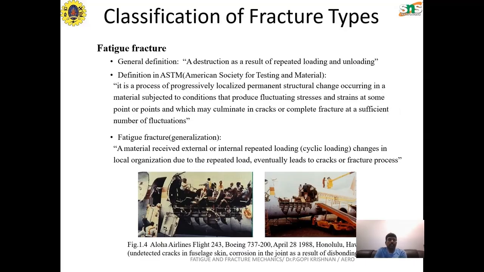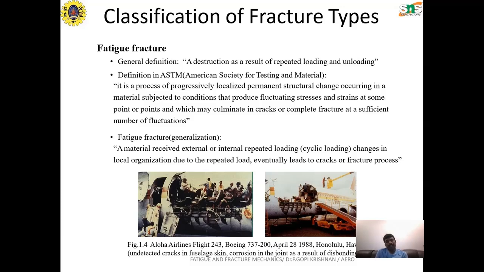If we see the definition for the word fatigue fracture, it is defined as a destruction as a result of repeated loading and unloading. When a component is subjected to a load which is of the cyclic type or the repetitive type, that is, we are applying the loading and unloading in a repetitive manner, the destruction will follow over the given component, even if the component is subjected to a very small amount of force.